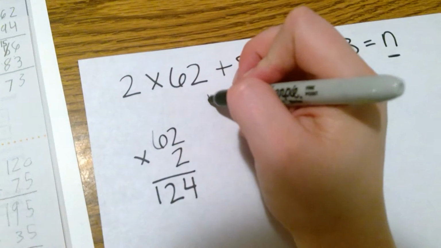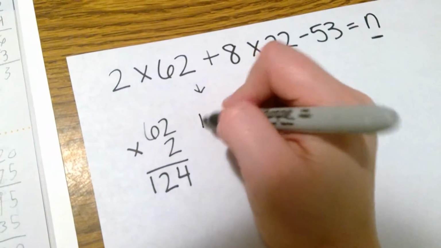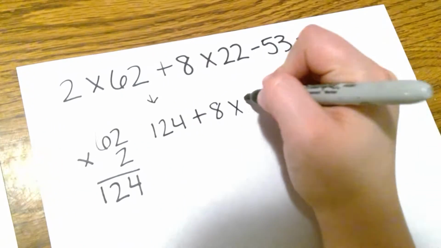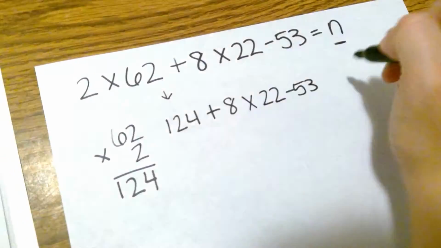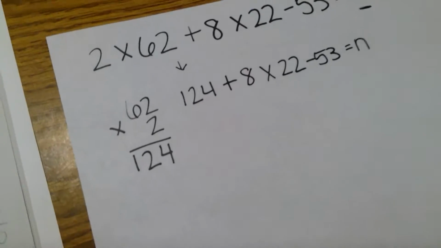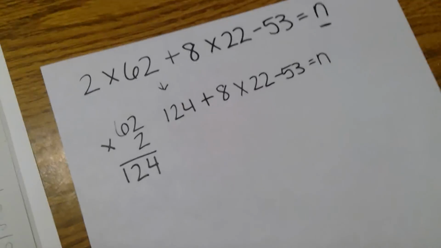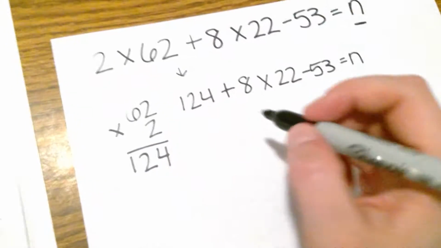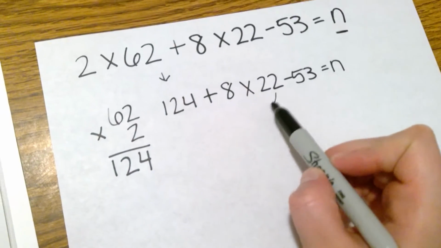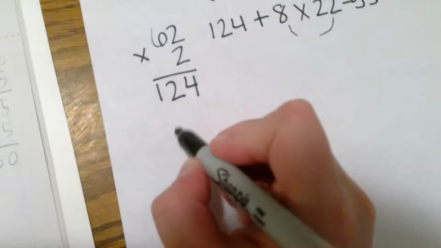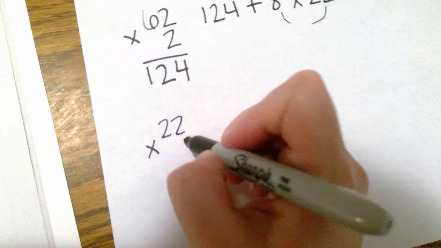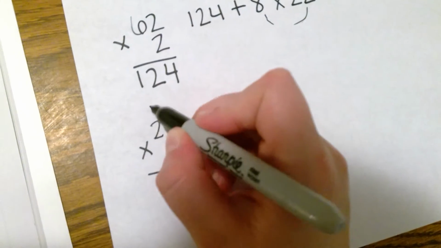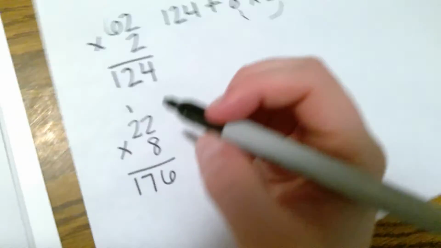I'm going to draw a little arrow and rewrite it as 124 plus 8 times 22 minus 53 equals n. It's really important to rewrite your problem each time to keep it organized, because if we don't, it can get kind of messy and confusing. Now we still have that other multiplication sign, so we need to do 22 times 8. 8 times 2 is 16, 8 times 2 is 16 plus 1 is 176.